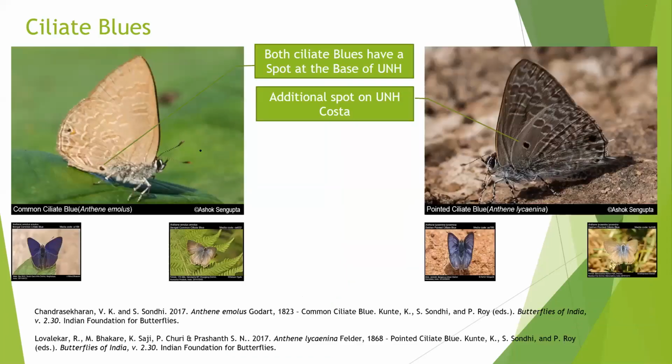When we come to the ciliate blues, there are two ciliate blues. One is found in the city limits. This is the pointed ciliate blue, which has one spot here and another spot at the base. These two spots. In the common ciliate blue, there is only one spot. This costal spot is missing. There is no costal spot in the common ciliate blue. The common ciliate blue is a Ghat species. It is not found in the dry areas or in the city limits of Bangalore, or the eastern part of the Western Ghats. It is commonly found in the Western Ghats.